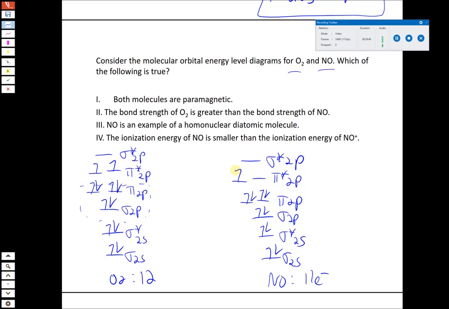So the first one, choice 1, both are paramagnetic. So paramagnetic means they have one or more unpaired electrons. Oxygen here, O2, has 2 unpaired electrons. NO has 1 unpaired electron. So these are both paramagnetic, so that one's true.